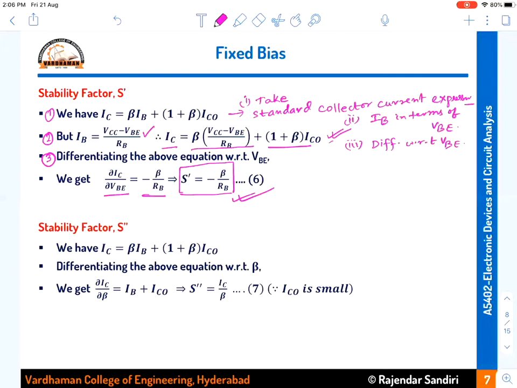Similarly, you do the stability factor S double dash. Again, you take the standard expression for the collector current. Take the standard collector current equation.